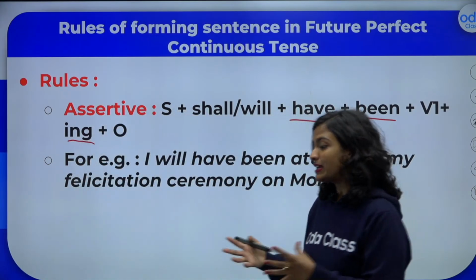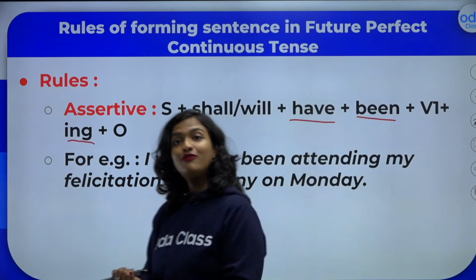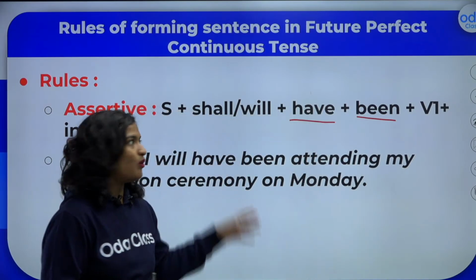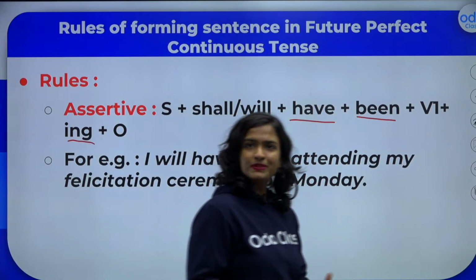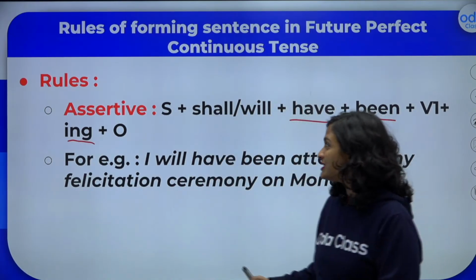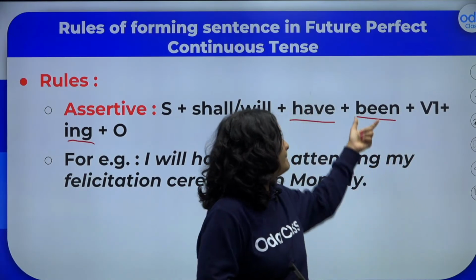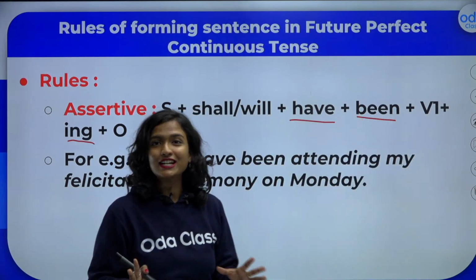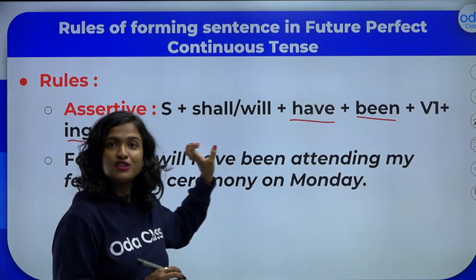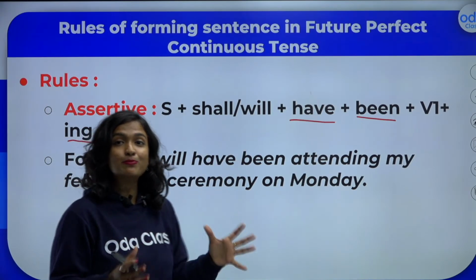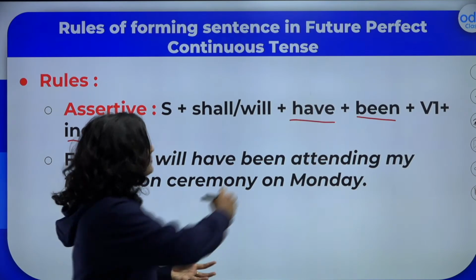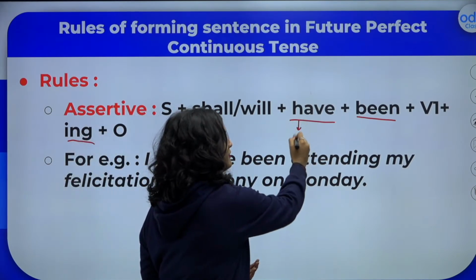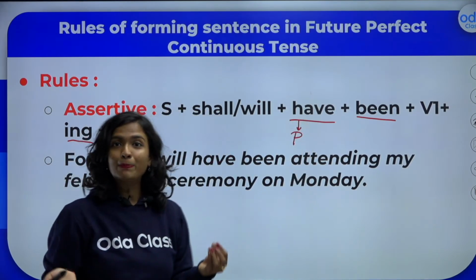Okay, remember, in the perfect we used have with verb 3. Now when it's continuous, we can't use verb 3, correct? That's why, students, we use the verb been instead of be. Once again, let's take a look at this, students. We have our subject, shall or will, which is simply the key for the future tense. Then we have the verb have, which gives credit to our perfect.